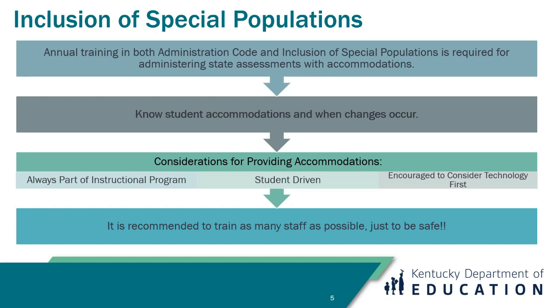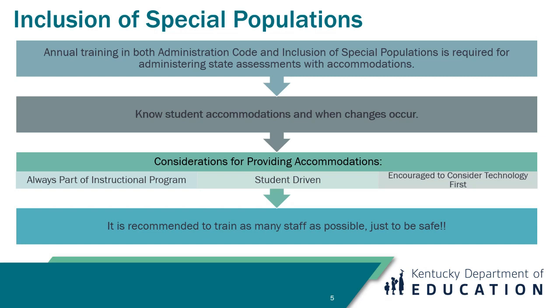Now let's take a look at Inclusions of Special Populations training, which is based on 703 KAR 5070. In order to maintain compliance and ensure a standardized approach to state assessments, anyone involved in the administration of these assessments must undergo annual Administration Code training. This training serves as a comprehensive guide to the rules and regulations governing the assessment process.